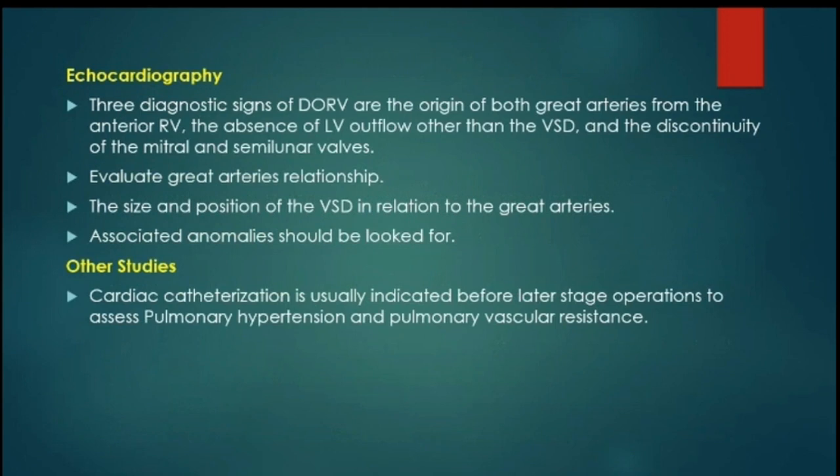Echocardiography is essential to diagnose the features of double outlet right ventricle, with both great arteries arising from the right ventricle, so that the left ventricle has no outflow except the VSD, and there is discontinuity between the mitral and the semilunar valves. During echocardiography, we should properly evaluate the great artery relationship, the size and the position of the VSD in relation to the great arteries, and associated anomalies. Other studies, like cardiac catheterization, may be indicated before later stage operations.